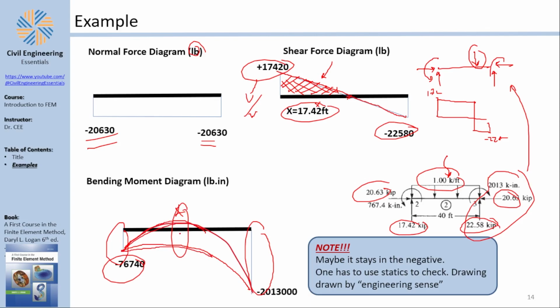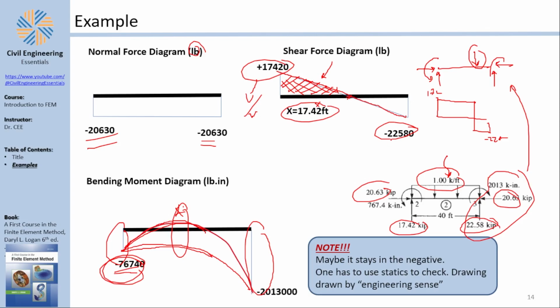It's significant to know this because in reinforced concrete, positive moments and negative moments are totally different. I'm drawing negative down and positive up. It seems a strange thing, but in structural analysis textbooks, negative is down, positive is up. In reinforced concrete design textbooks, positive is down, negative is up.